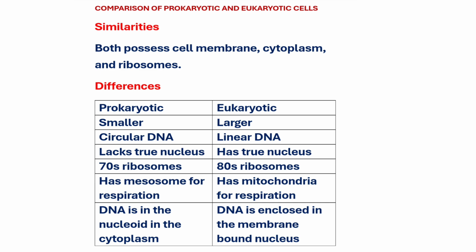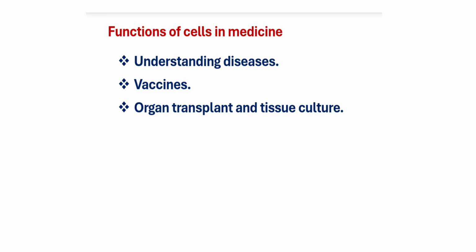With a clear understanding of prokaryotic and eukaryotic cells, let us quickly discover how these cells are important in medicine. Understanding diseases. By studying cells, scientists and doctors understand how diseases start and progress. Many diseases like cancer, diabetes, and HIV begin at the cellular level. For example, cancer happens when cells grow and divide uncontrollably. Studying cells also helps doctors diagnose and develop treatments.